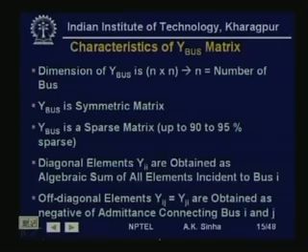Diagonal elements Y i i are obtained as the algebraic sum of all elements incident to bus i. Off-diagonal elements Y i j, which are equal to Y j i, are obtained as the negative of the admittance connected between bus i and j. This is all that we had seen.